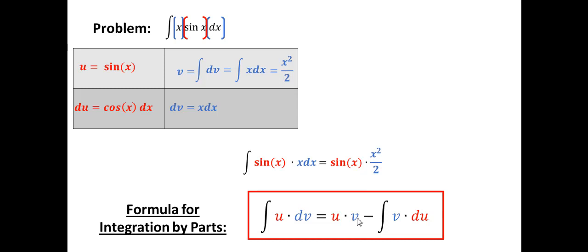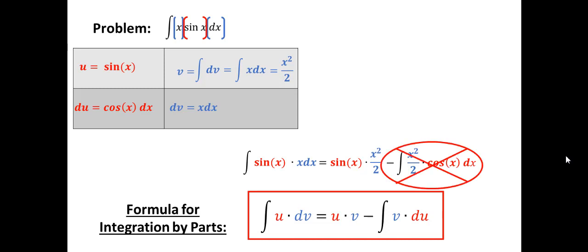And then we're going to subtract from that the integral of our v, we're throwing in up here, times our du, which we got over here. So basically we're just plugging these values in. And now we can take a look back at what we just did. In order to solve this integral here on the left, we need to know this integral here on the right. And this actually is more complicated than the integral that we started with. So this actually isn't going to work.